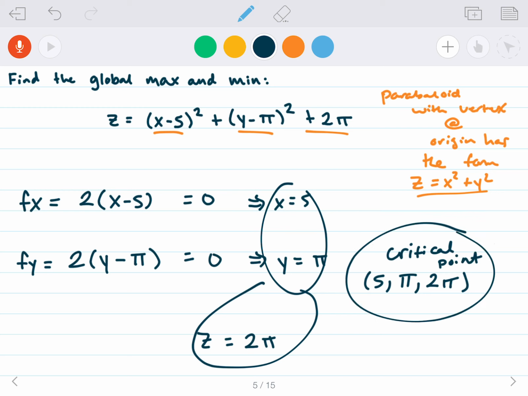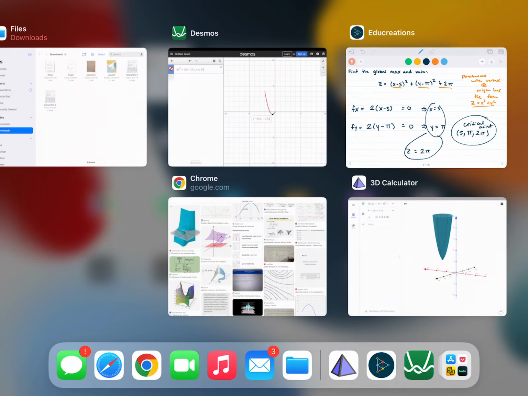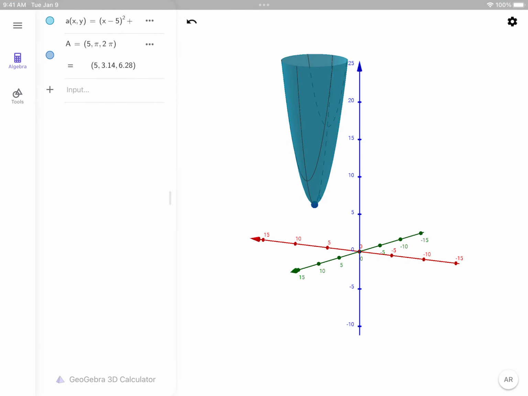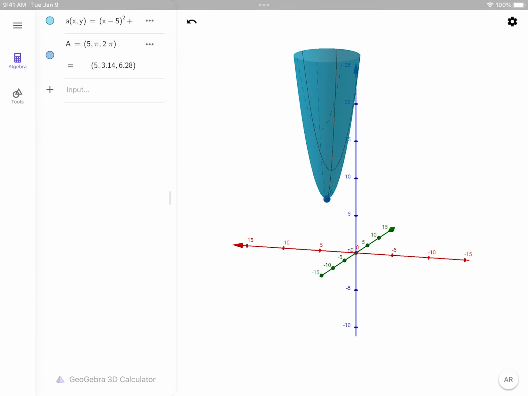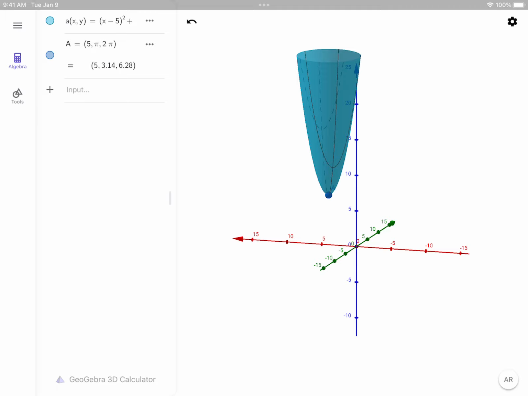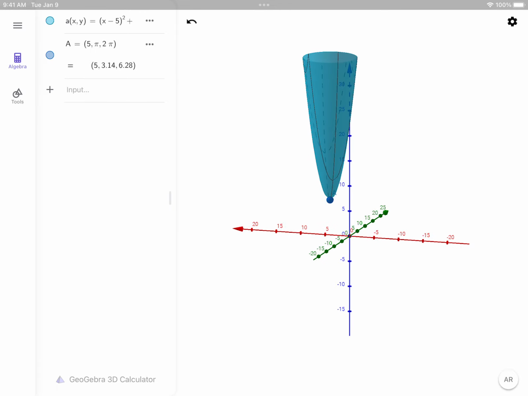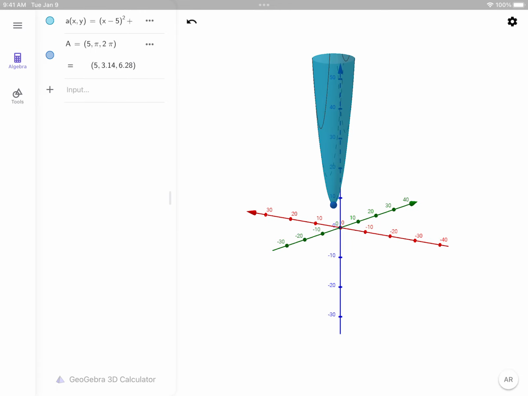If we look at our graph on GeoGebra, we can indeed see that this critical point is the absolute minimum of this graph. It does not have an absolute maximum because notice that this thing just keeps getting taller and taller and taller. It grows without bound in the z direction, so there is no absolute or global maximum.